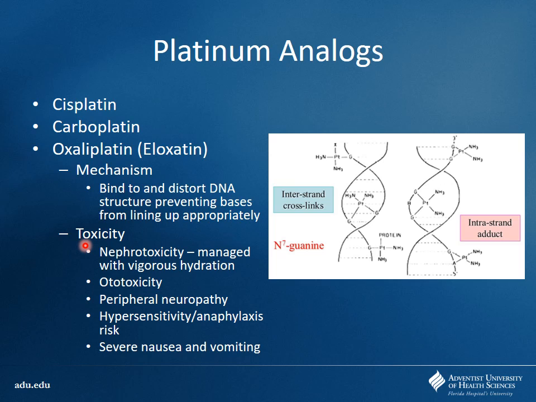Again, patients are getting liters and liters and liters of fluid. Typically these patients are able to tolerate it pretty well, but you need to hydrate them very well. The other things you have to watch out for include ototoxicity. So again, you're doing things like hearing tests, making sure they're not having any kind of tinnitus or anything like that. Peripheral neuropathies, and you could see some hypersensitivity risk with this one. Again, these are another group that cause a lot of severe nausea and vomiting along with that.